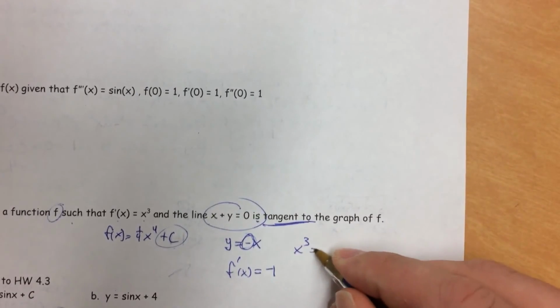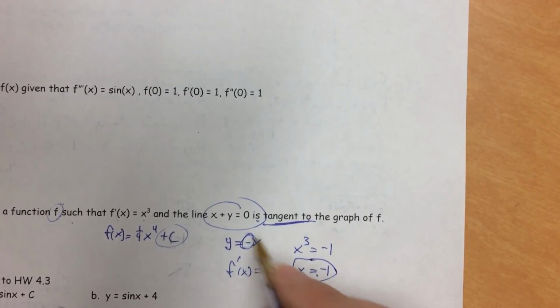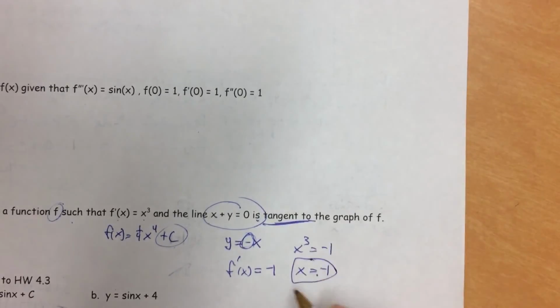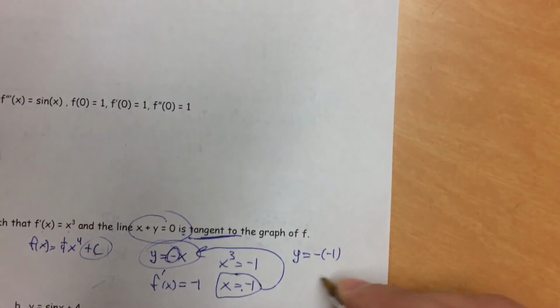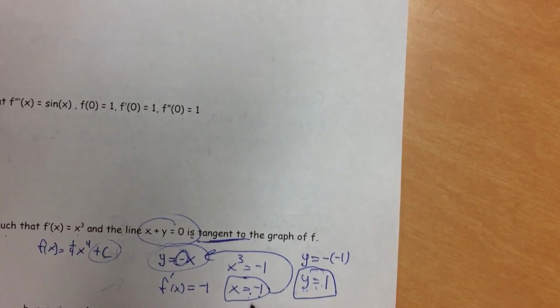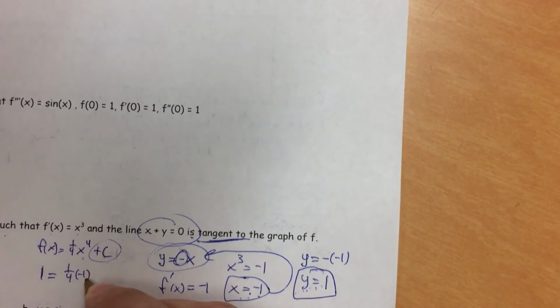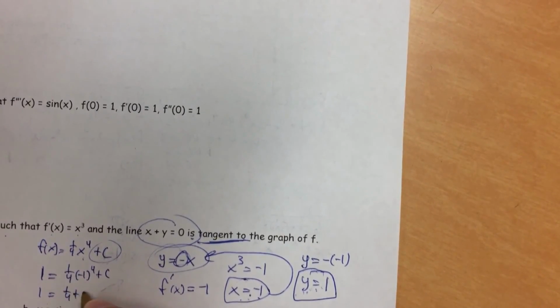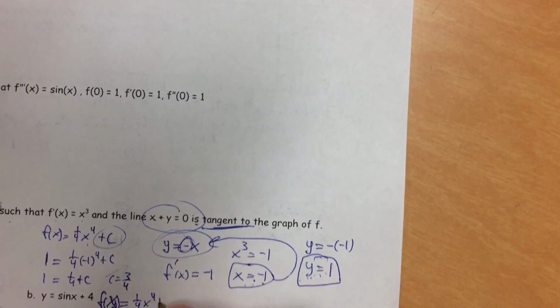So I'm going to solve and say x cubed has to be negative 1. Take the cube root of both sides, so x is negative 1. At x equals negative 1, this line will be tangent. Now I can use this value right here and say y equals negative x, so y equals 1, and that gets me an x and a y value of the point on the tangent line. Since this is the point where the line is tangent to this graph, I can plug in x is negative 1 and y is 1 to solve for c. So 1 equals 1/4 plus c, c equals 3/4, and so f of x equals 1/4 x to the 4th plus 3/4.